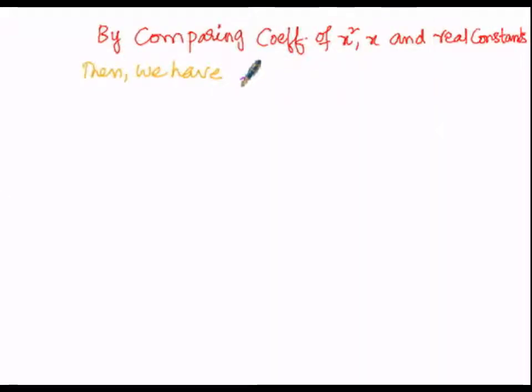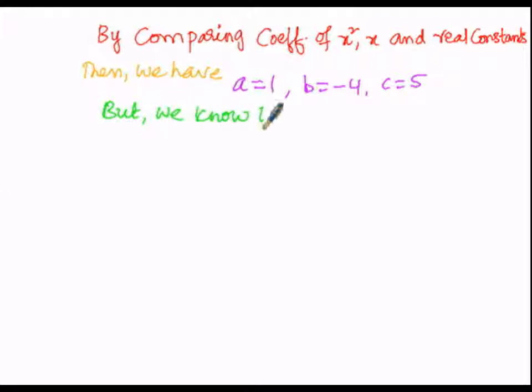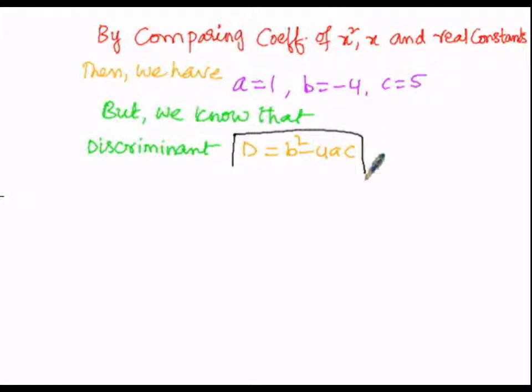So, a equals 1, b equals minus 4 and c equals 5. We know that the discriminant, that is D, is given by b square minus 4ac. So we have to find the value of the discriminant, b square minus 4ac, by substituting the values of a, b and c.